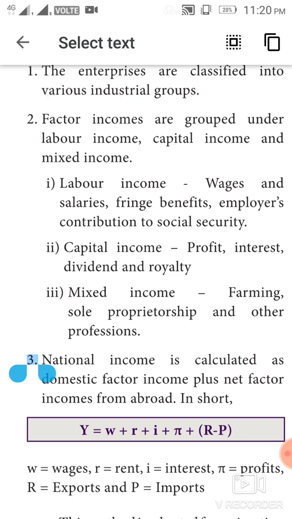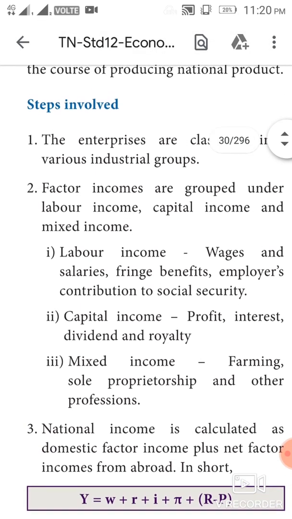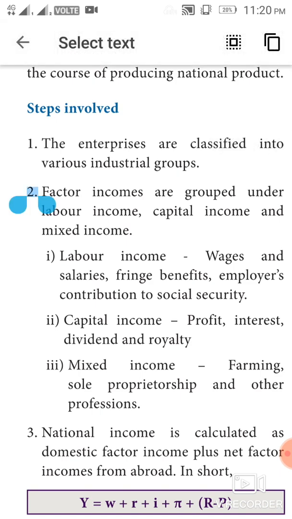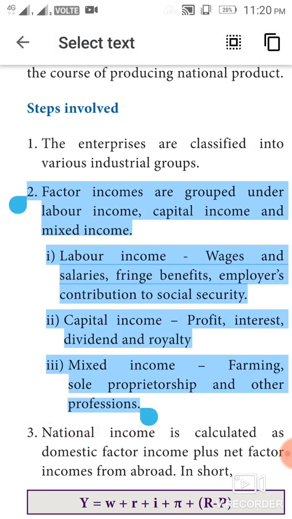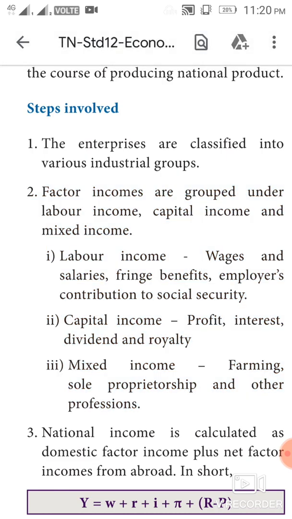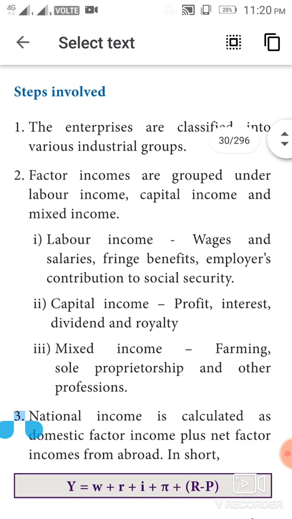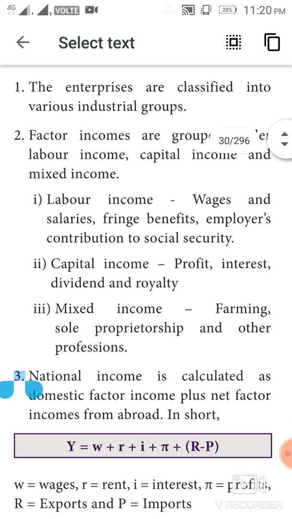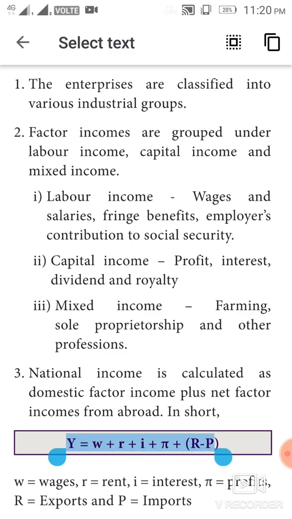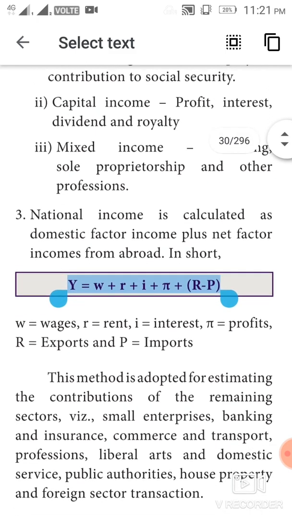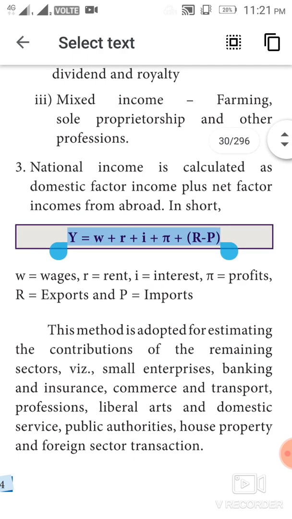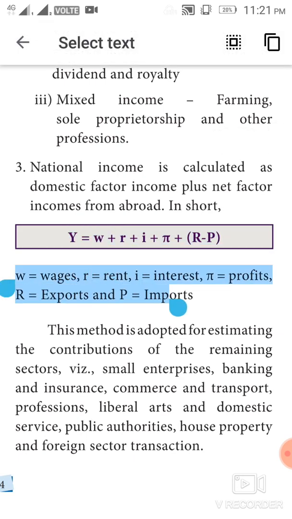What is the classification of factor income? It may come in a 3 mark or 2 mark question, so underline it. National income is calculated as domestic factor income plus net factor incomes from abroad. In short, Y = W + R + I + π + (R − P). Here, W refers to wages, R refers to rent, I refers to interest, π refers to profits, R refers to export and P refers to imports.